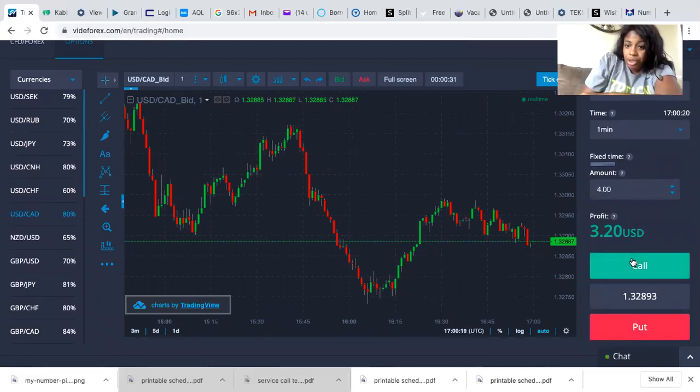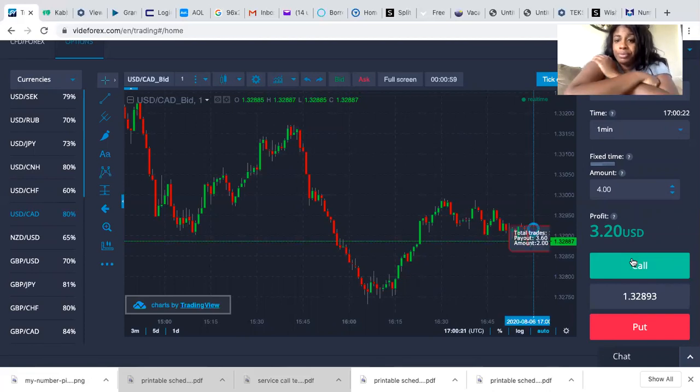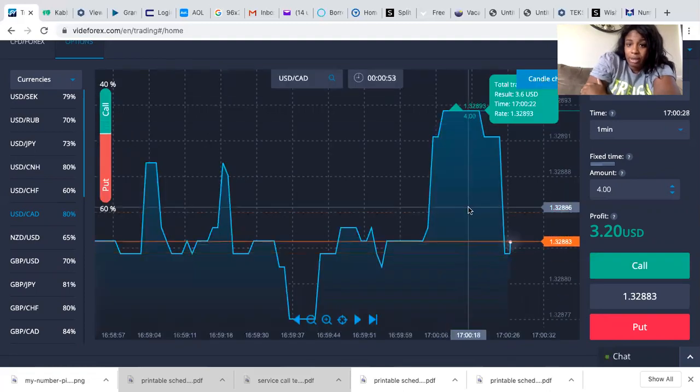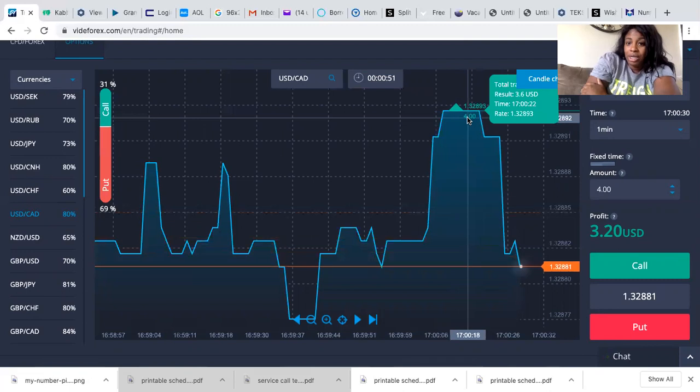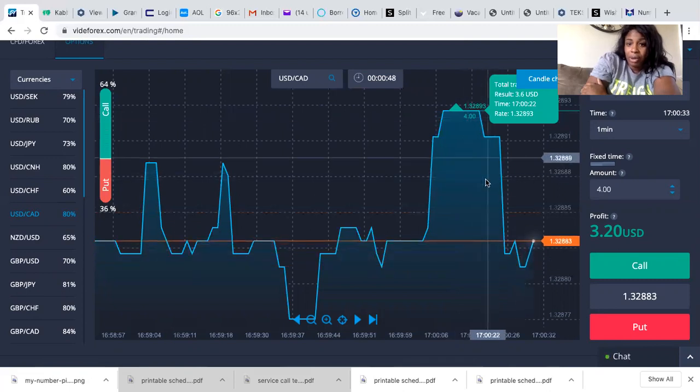20 seconds, we're showing green, so I'm gonna take a call. And as crazy as it sounds, I actually won that trade. It spiked up. So my line was somewhere in here, and it actually spiked up, and I won that trade.